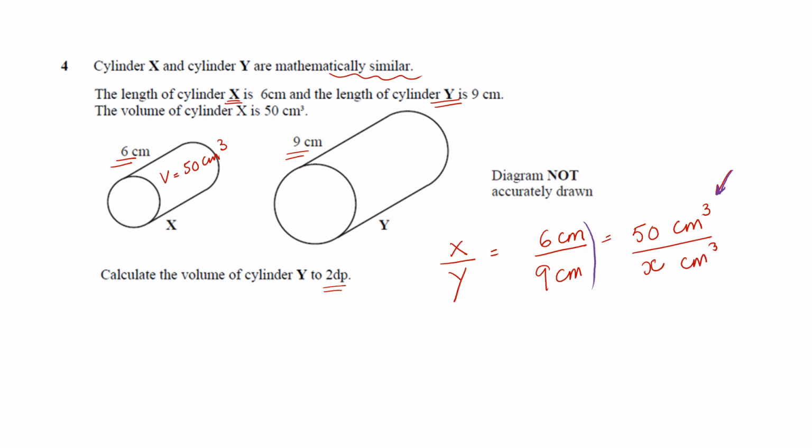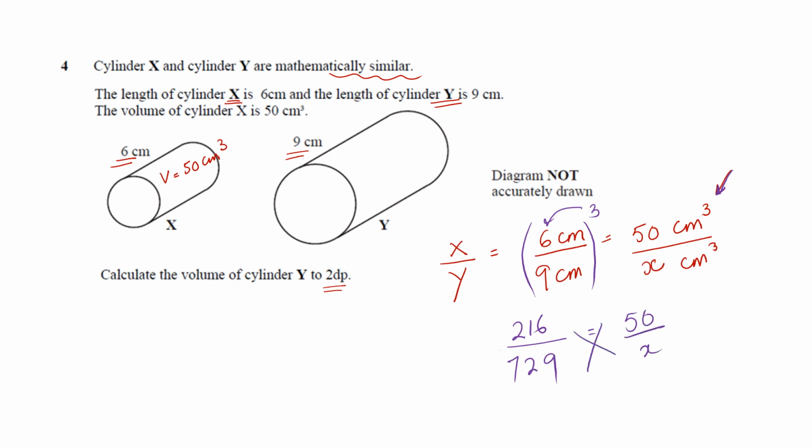Now here you can see that the units are cube. So to make these lengths match, convert the length units into cube. So take the cube of these lengths. Now it is 6 cube, which means 6 into 6 into 6. So it gives you 216 centimeter cube over 9 cube. It means 9 into 9 into 9, which gives you 729.